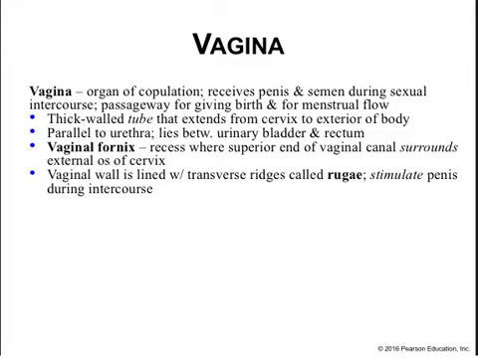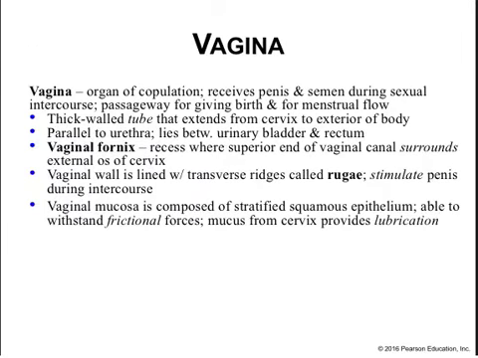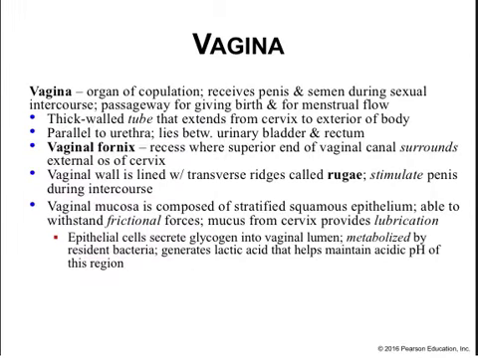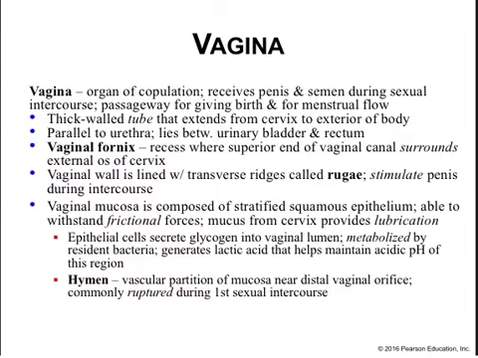The vaginal wall is lined with transverse rugae, which stimulate the penis during intercourse. The vaginal mucosa is composed of stratified squamous epithelia able to withstand friction, and the mucus from the cervix provides lubrication. Epithelial cells make glycogen in the vaginal lumen, which is metabolized by bacteria, generating lactate that maintains the acidic pH in this region.